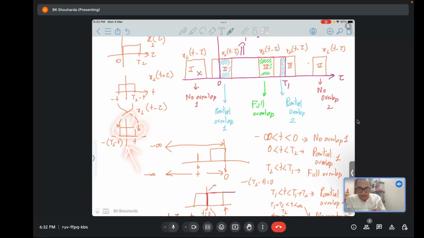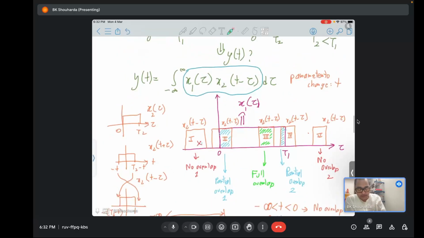I will take this pulse, the flipped pulse actually, and then based on the value of small t I'll move it left or right. So I start from t at minus infinity, so it's all over here, and slowly this t comes in. At each and every t I evaluate this integral over here.